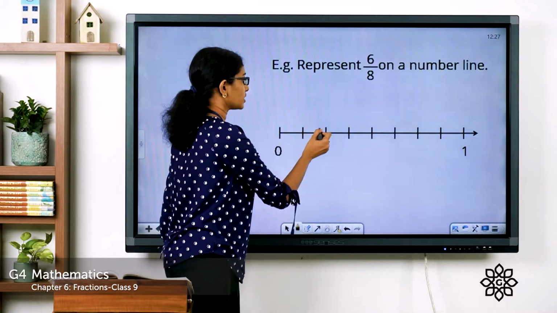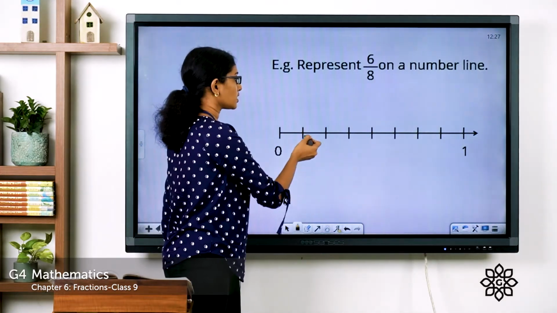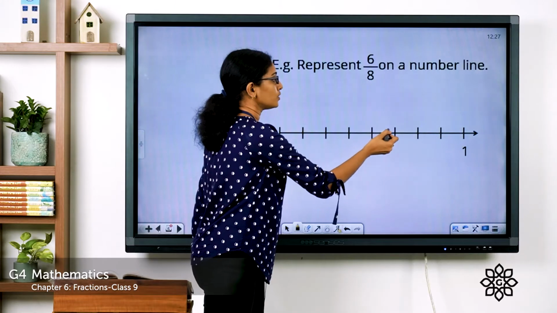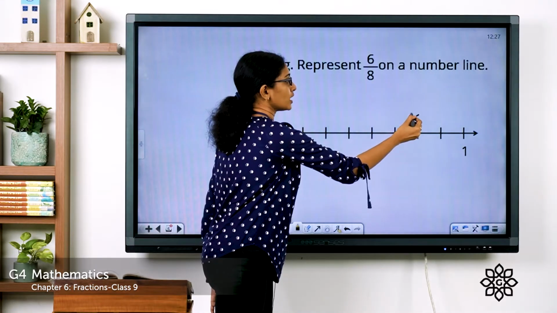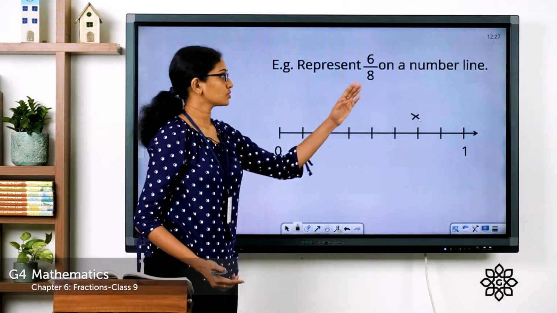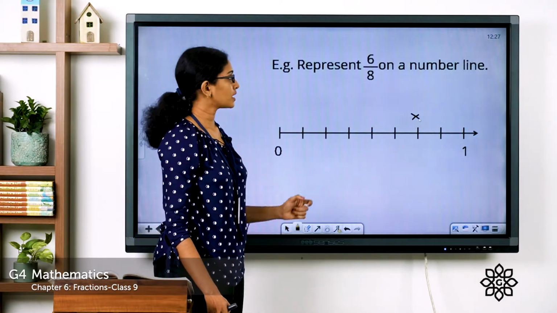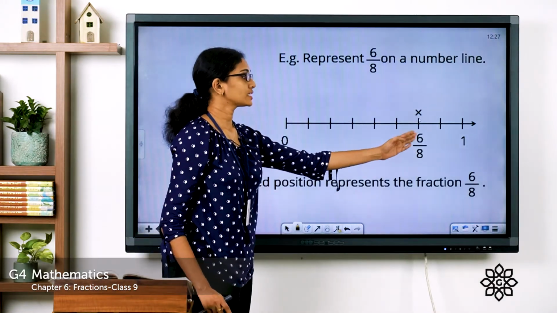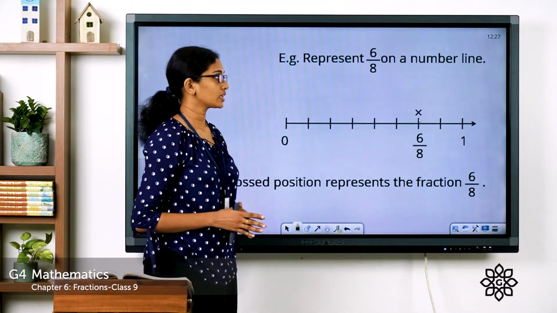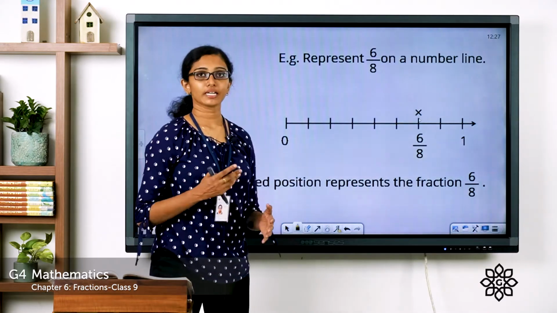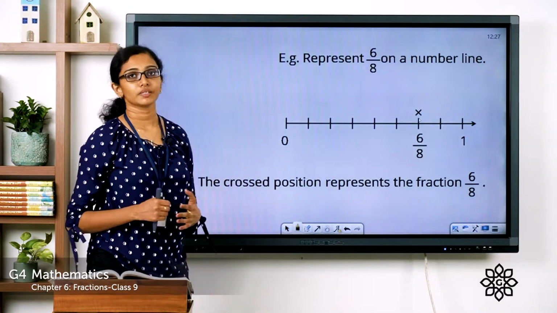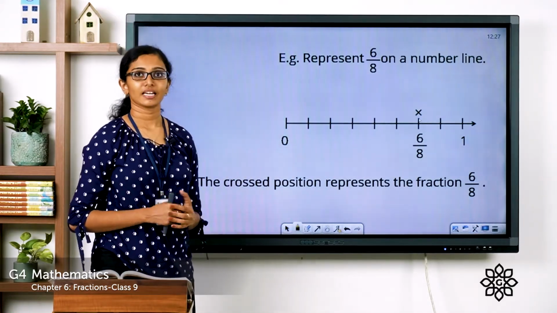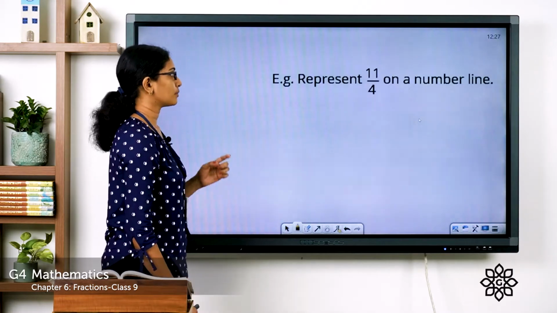So start from 0. The next is 1, 2, 3, 4, 5, 6. And then at that point you put a cross. So this cross or this point will represent the fraction 6 by 8 on the number line. So you put a cross and below that you can write the given fraction 6 by 8. The cross position represents the fraction 6 by 8. Clear? We will see one more example.